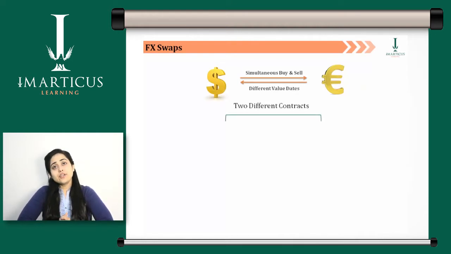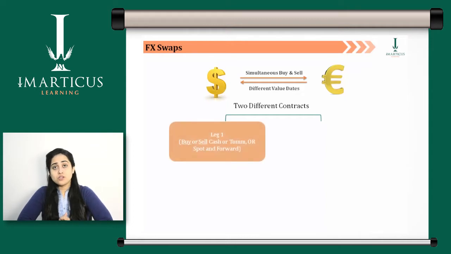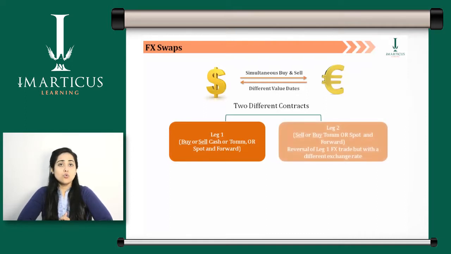This is done by entering into two different contracts. In leg 1, you can buy or sell, in term or spot and forward. In leg 2, you can sell or buy in term or spot and forward. In fact, leg 2 is a reversal of the leg 1 FX trade but with a different exchange rate.